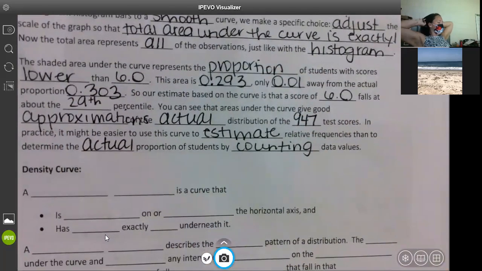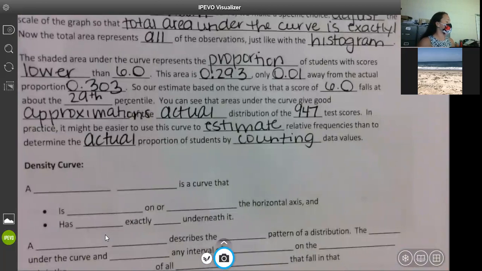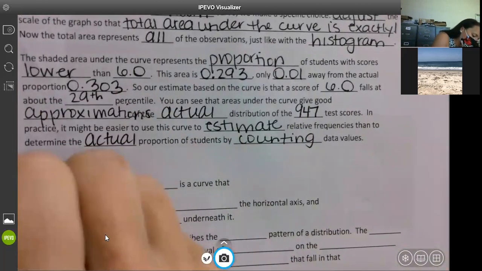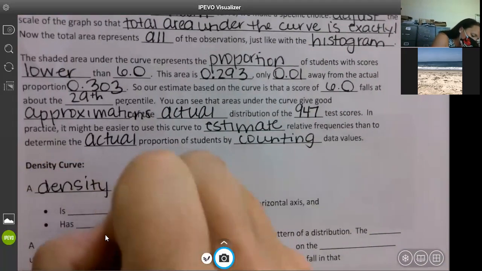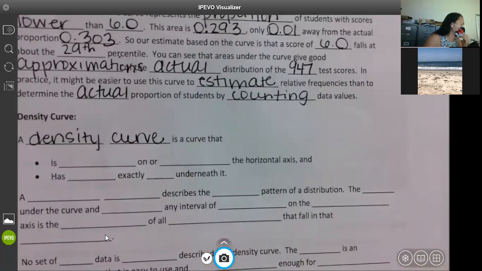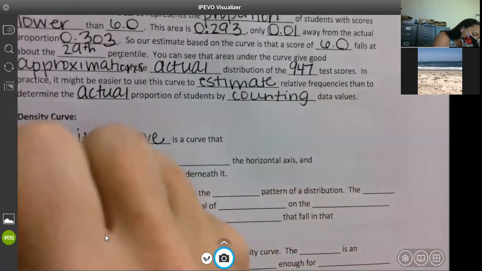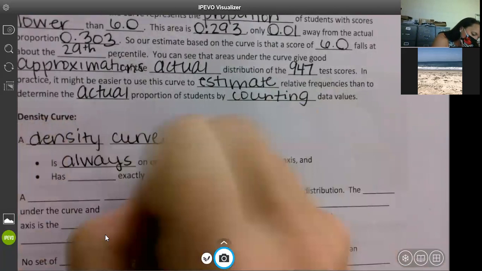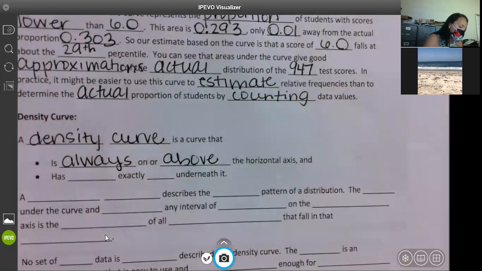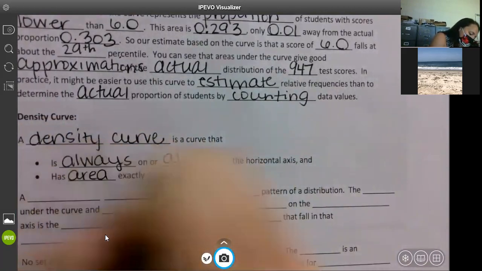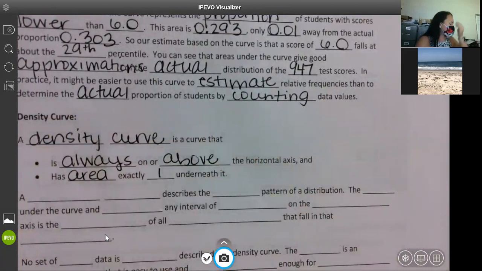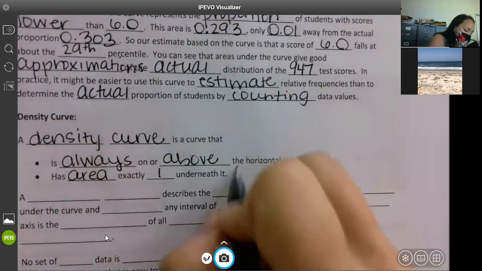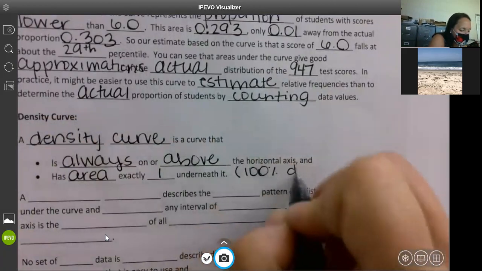All right. So one thing that my students typically have trouble with are density curves, and they're really, really easy. Okay, they're not hard, but you make them more complicated than what they are. So a density curve is a curve that is always on or above the horizontal axis and has an area of exactly 1 underneath it, which means that is 100% of the data.